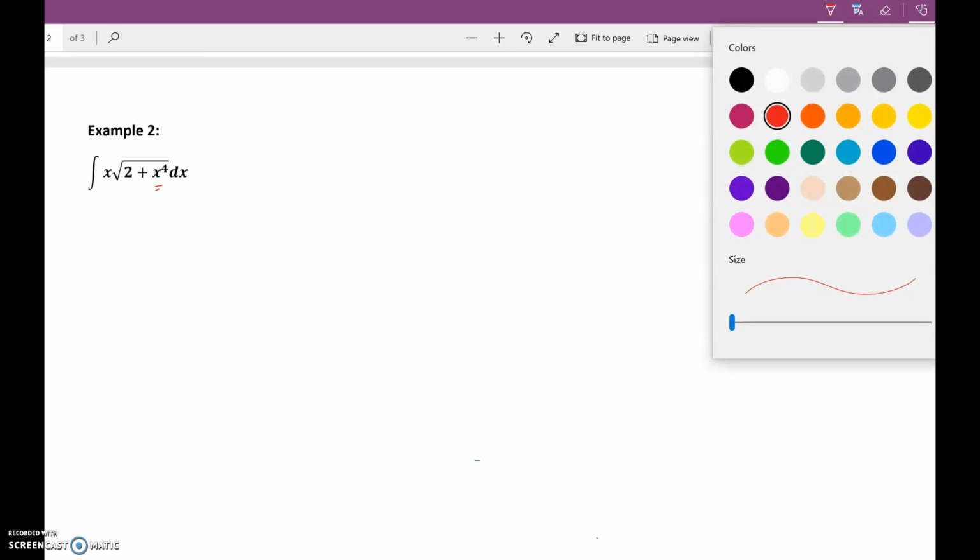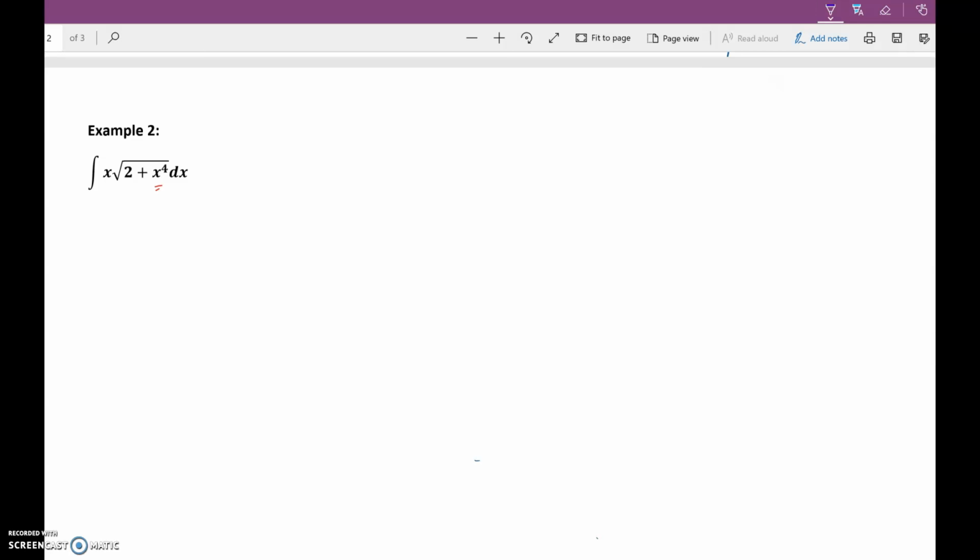So this is what I'm talking about. We're going to be trying to do a u substitution. In this case, I'm just going to let u equal x squared. And keep in mind that if u is equal to x squared, then technically u squared is equal to x to the fourth. This may come in handy for the problem. So at this point, du is equal to 2x dx, or du over 2x is equal to dx.